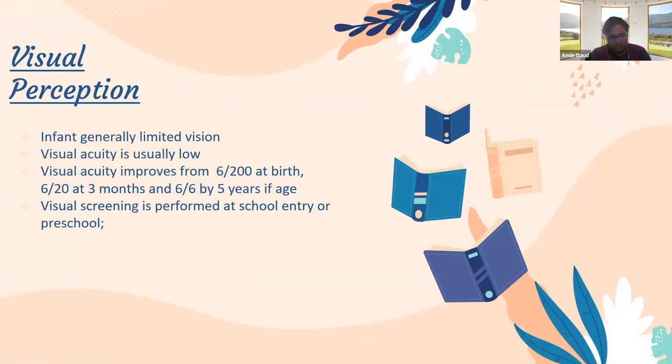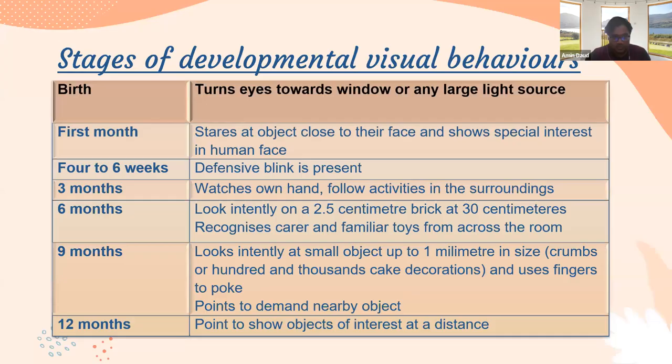For the baby, visual perception during infancy is usually very limited. Their vision is very blurry and focused on sources of light. The visual acuity is usually low, at birth around 6/200, and progressively it is expected to reach 6/6 by 5 years of age. Usually we perform a visual screening at school entry or preschool.